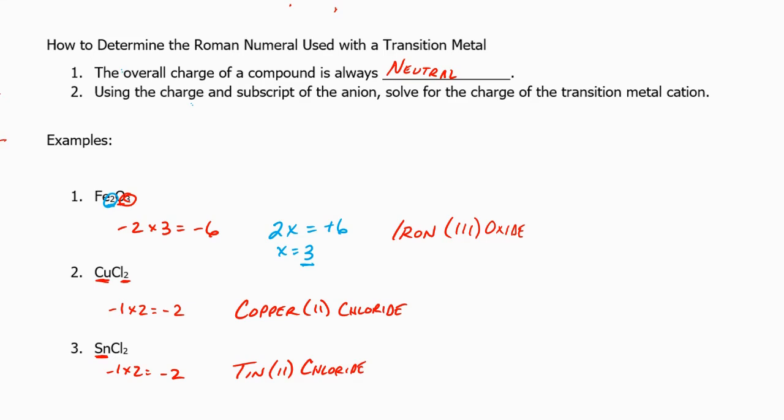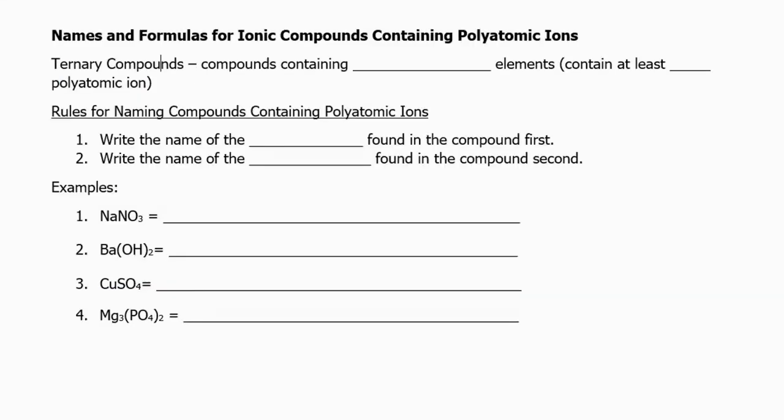All right, so now that we've talked about this, let's talk about what happens when we have polyatomic ions involved. This is our names and formulas for ionic compounds containing polyatomic ions. Now, these are known as ternary compounds, which means that these are compounds containing 3 or more elements. And that means that in order for this to happen, they have to contain at least 1 polyatomic ion. That's the only way that we can get these ternary compounds, through the use of polyatomic ions. And this actually happens to be the really easy part.